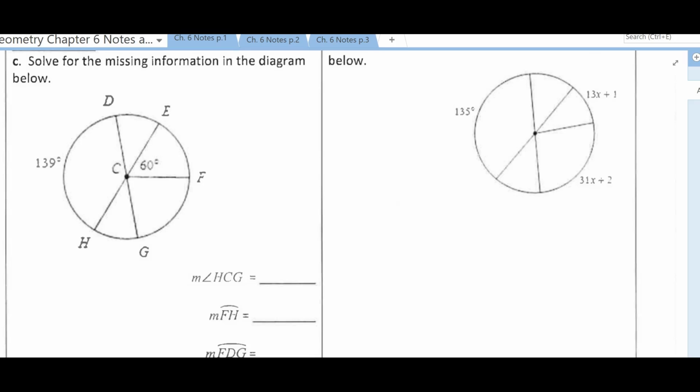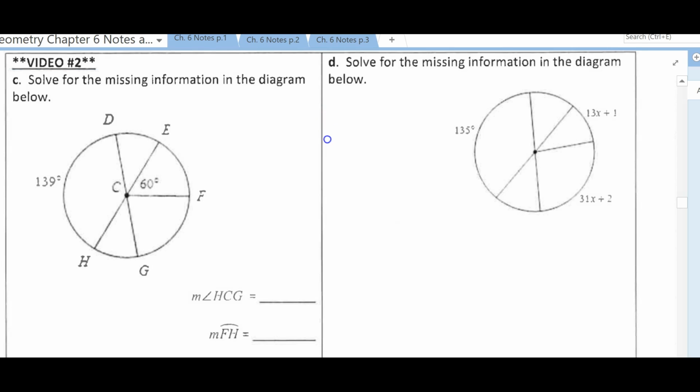In this video, we're continuing with arcs and angles. We're talking about central angles and their corresponding arcs. This is example C from the 6.3a notes. So we want to solve for the missing information in the diagram below.